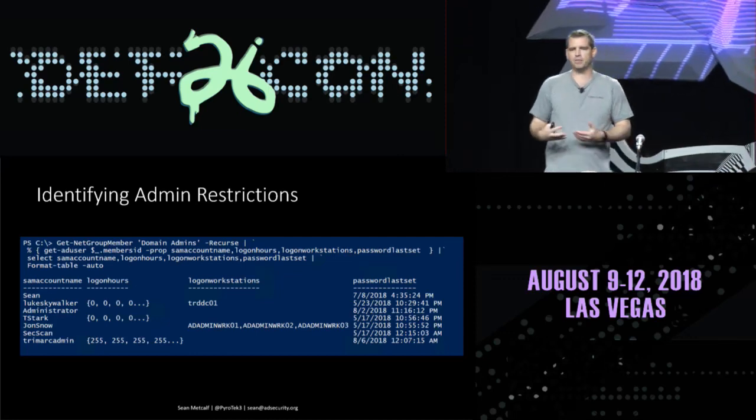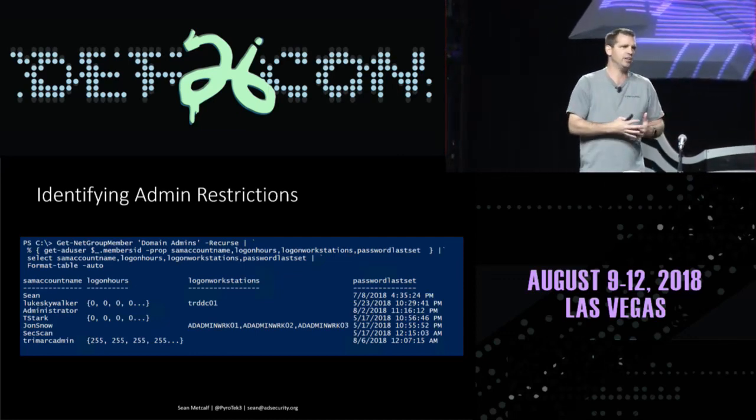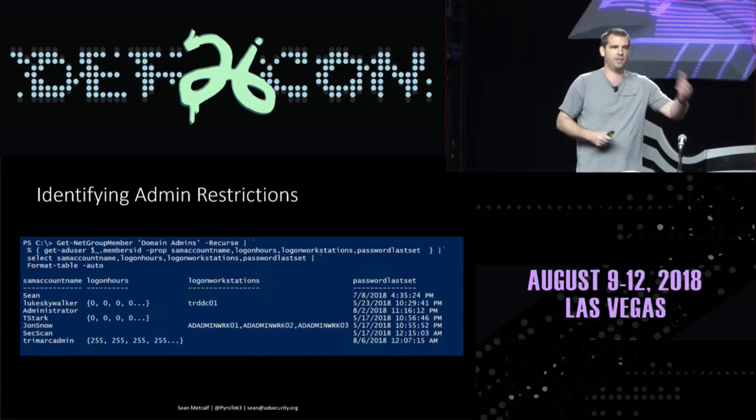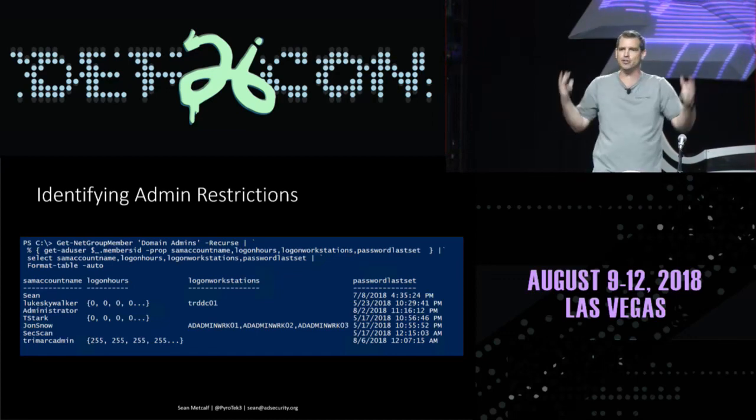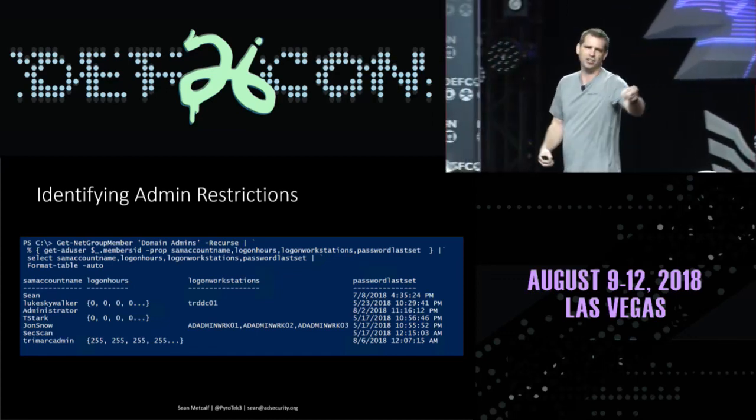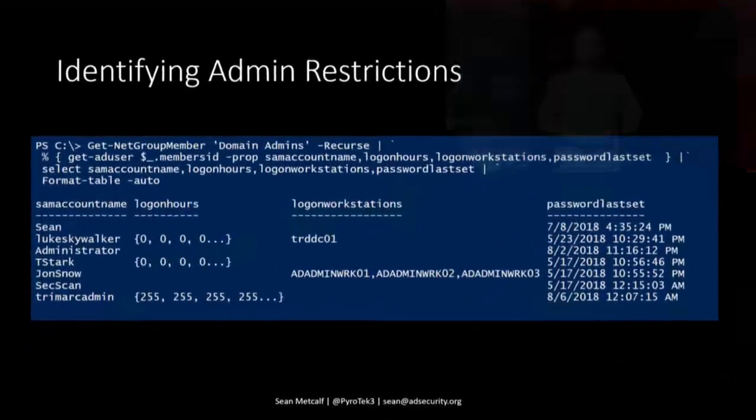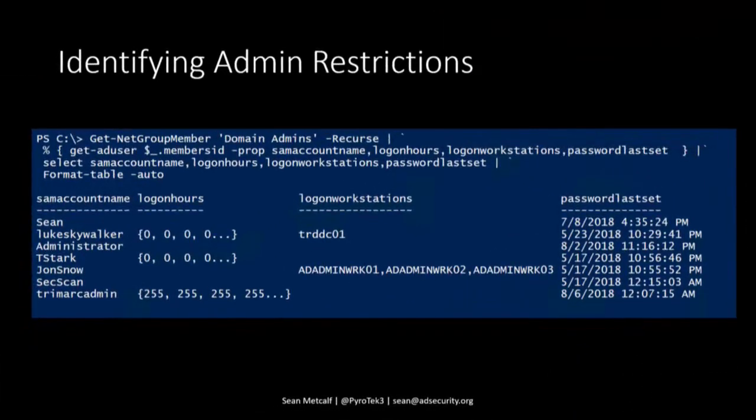So most of the tools that I've looked at that are used in pen tests and red teams don't look for this. So if you find an account, you're like, I popped this account, but I can't do anything with it. Why? Check this out. You want to check these two attributes, logon hours and logon restrict workstation.